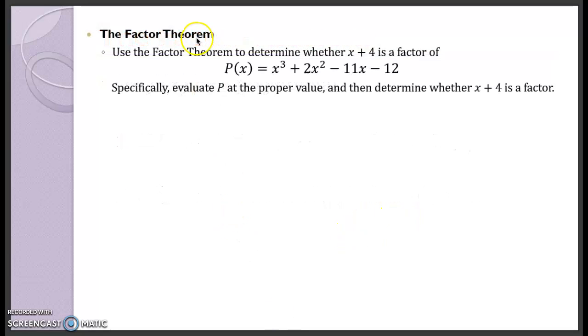So in this problem, we're given a polynomial and we're told that we need to determine whether x plus 4 is a factor of p of x equals x cubed plus 2x squared minus 11x minus 12. So if x plus 4 is a factor, it means x minus negative 4 is that factor, right? And the reason we wanted x minus c is because we're working with x minus c. So our c value is negative 4.